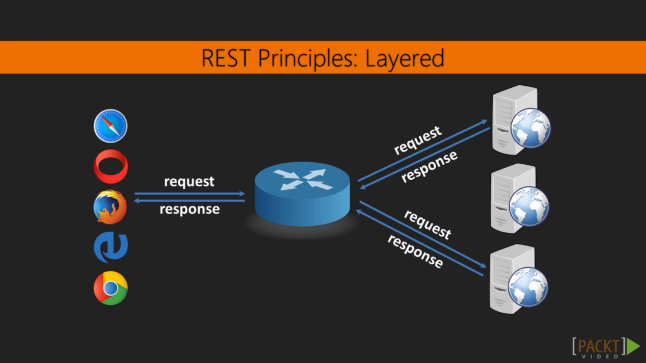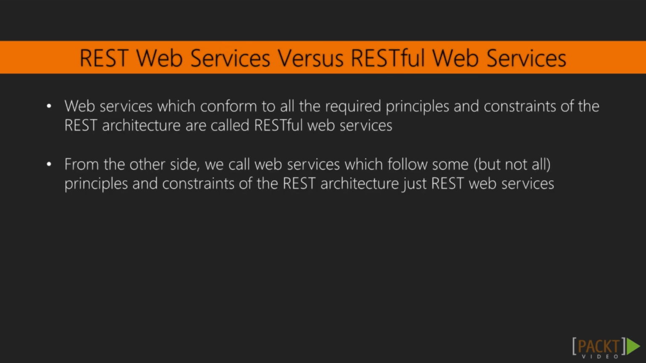Layered. Clients cannot tell for sure whether they are connected to the server directly or through an intermediary. This gives us the opportunity to improve overall system scalability and safety by introducing load balancers, API gateways, shared caches, and security policy enforcements.